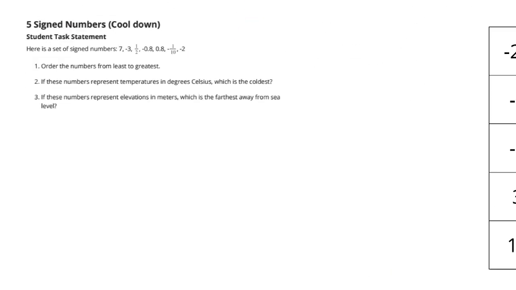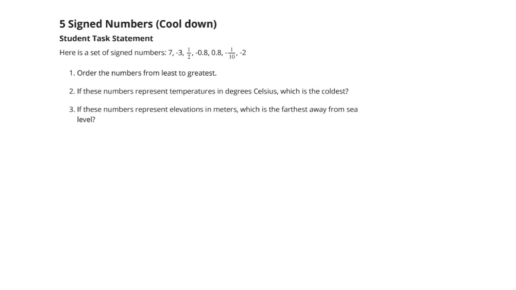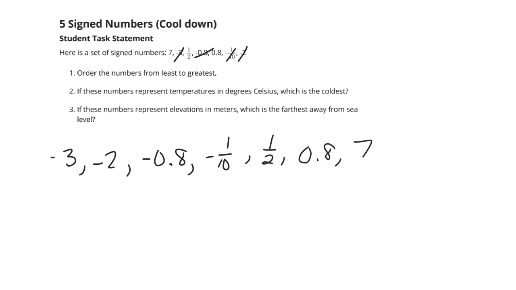Now, if we look at our cool down here, here is a set of signed numbers: 7, negative 3, 1/2, negative 8/10, negative 1/10, and negative 2. Order the numbers from least to greatest. Our smallest number is negative 3. Now, our next integer is negative 2. And then we have to go between negative 8/10 and negative 1/10. Well, negative 8/10 is smaller, followed by negative 1/10. Then we're left with the fraction 1/2, then 8/10, then positive 7.